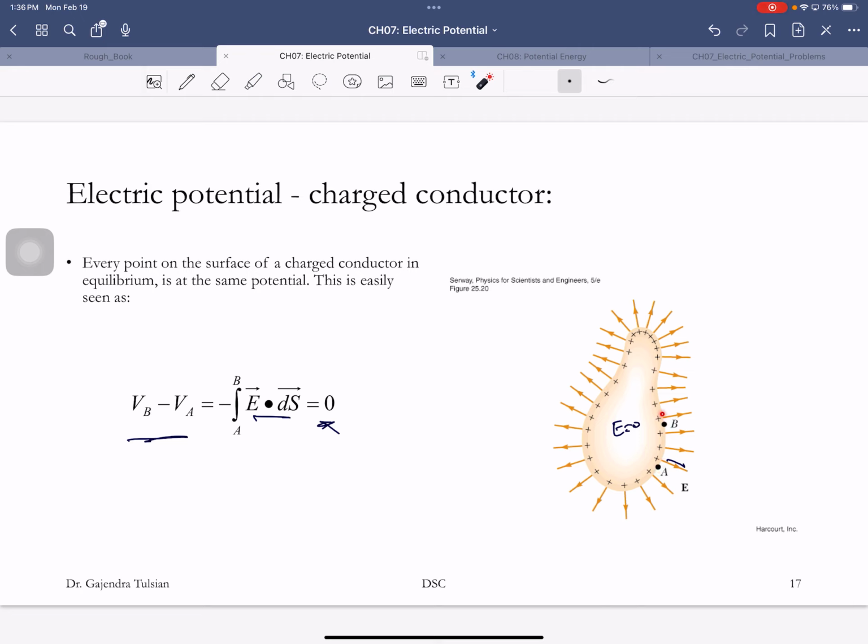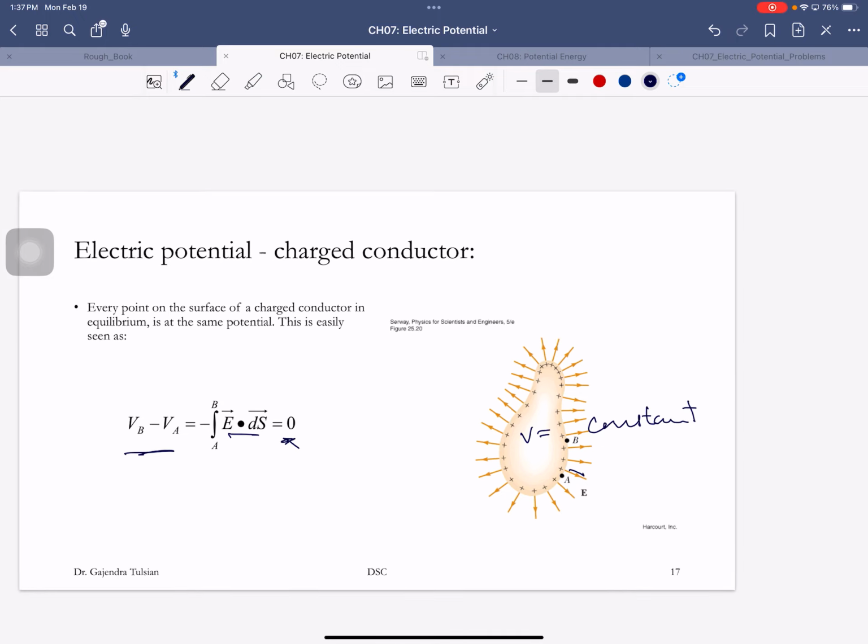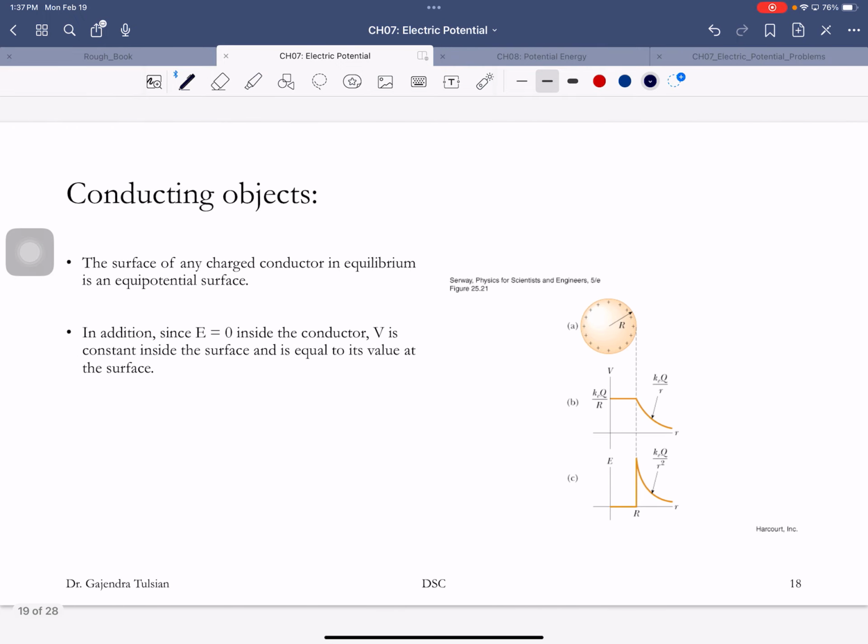So what we are saying is the surface of a conductor is an equipotential surface. In fact, every point on the conductor is at the same potential. So V is constant. You put a bunch of charges on this faucet, and every point on the faucet is at the same potential. And that's what this is saying.